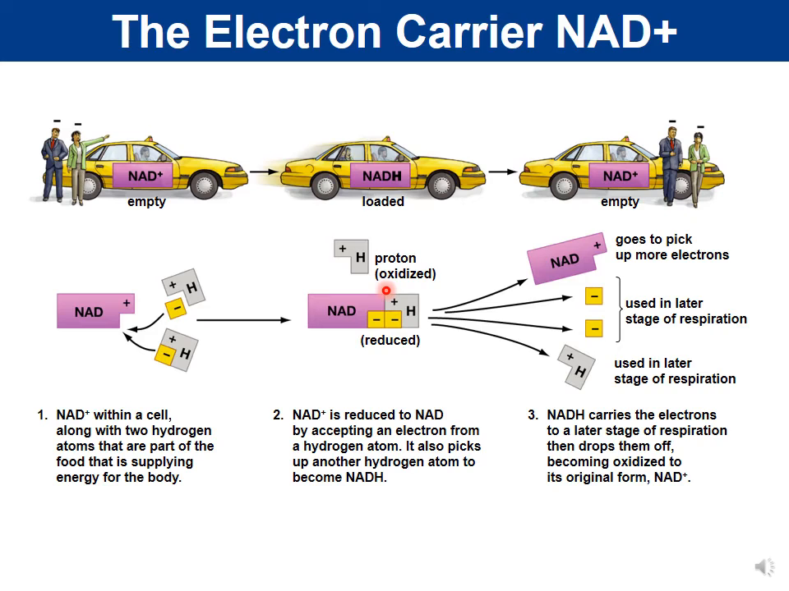And so the cell is constantly cycling between NAD+ and NADH. It's when it has its electrons, in the NADH form, that this molecule is energy rich, because when they drop off electrons at the electron transport chain, those electrons are used to generate the bulk of the ATP. And so this is an overview of how our electron carriers work.